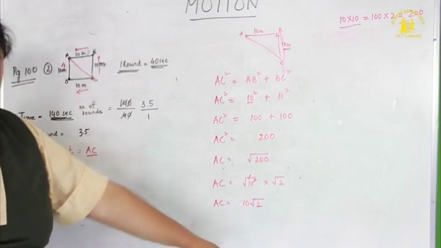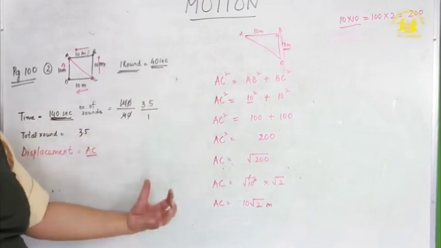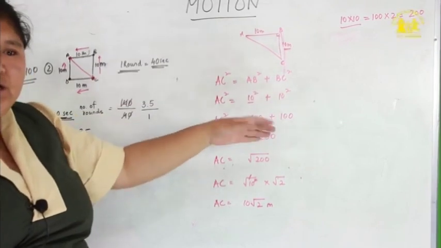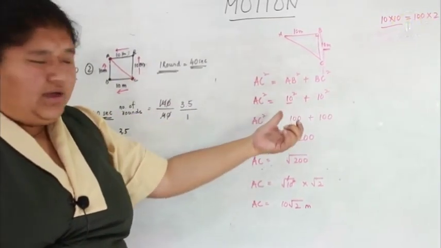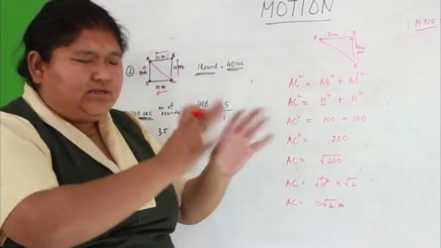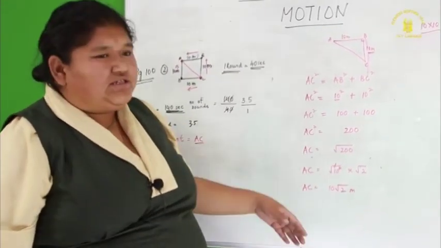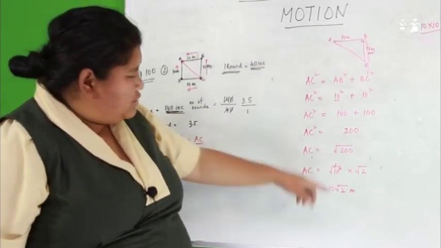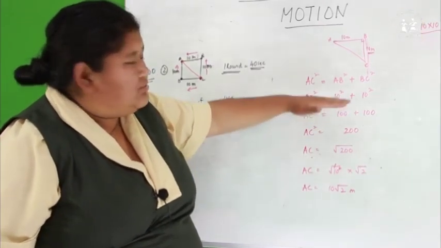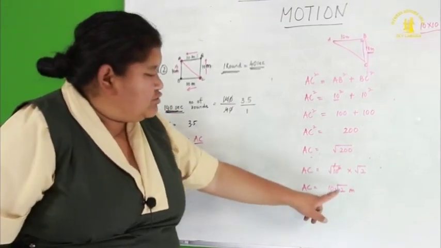That is the value of AC. Let's put meter here. When you do the calculations like this, you can put the unit at the end, so that the unit is not missed and the calculation stays simple. What I suggest is: when you do the calculations like this, you can put the unit at the end.